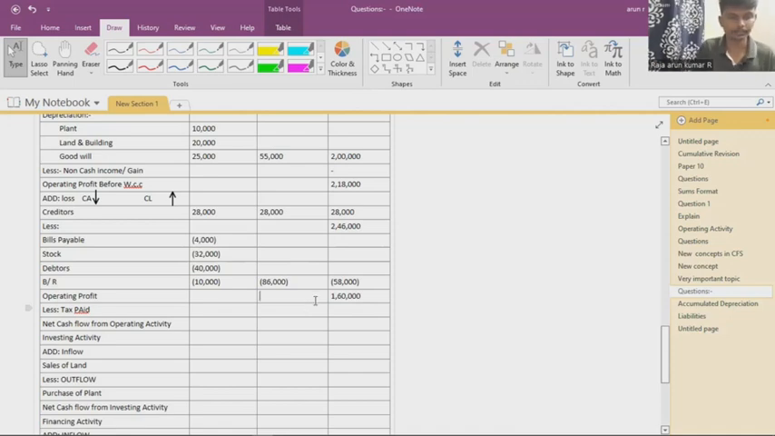$1,60,000 less tax paid, 35,000. 35,000 tax paid during the year. We less it with the operating profit. And then we derive the net profit from operating activity, rupees 1,25,000. This is the net profit from the operating activity.